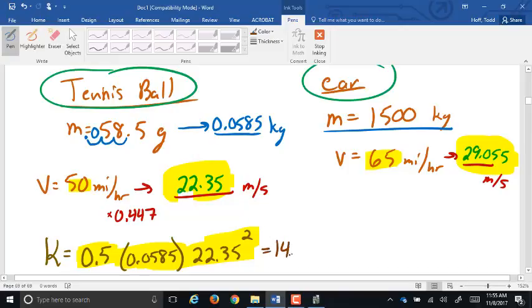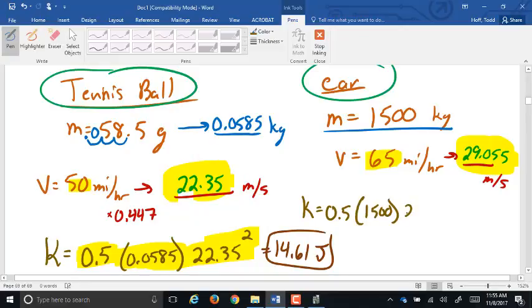Perfect. That's going to be in joules, what energy is in. So then for the car, that's 0.5 times 1500 times the 29.055 squared. What'd that give you?